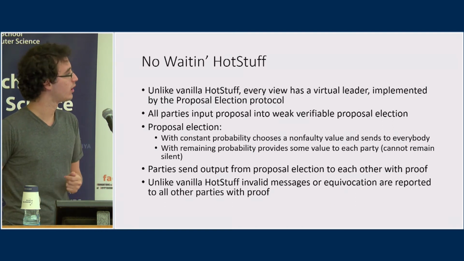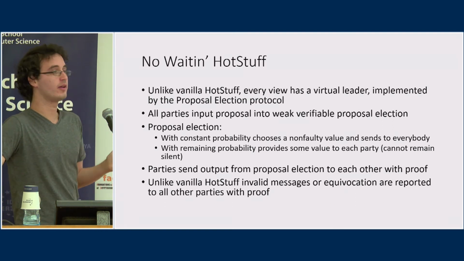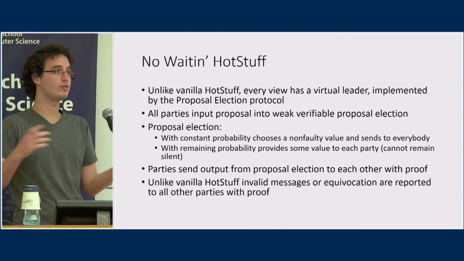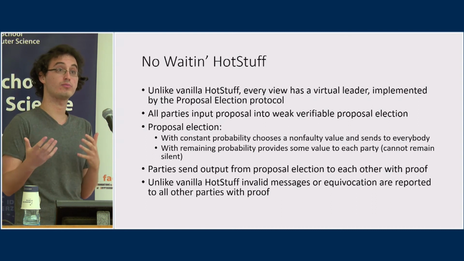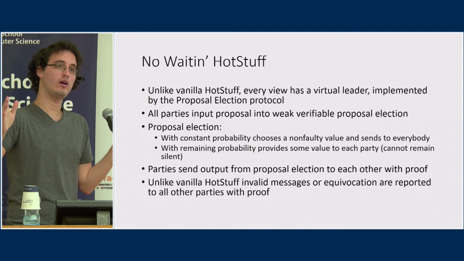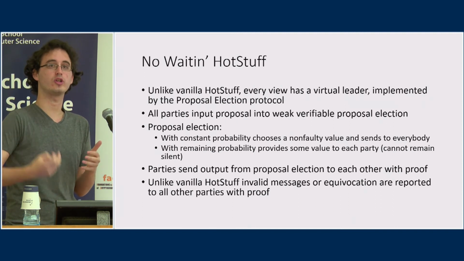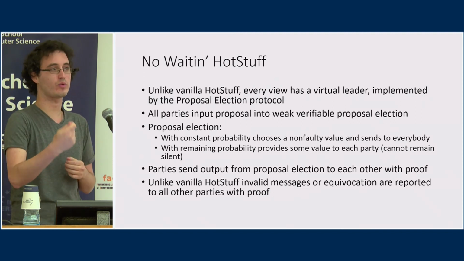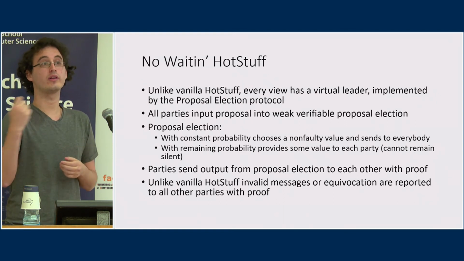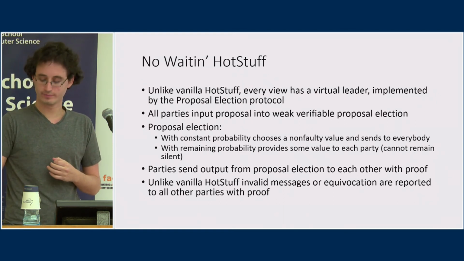That just won't work. So unlike vanilla HotStuff, if we have an invalid message or equivocation, if we see two different values that are output from the proposal election, then we can actually send that to all the parties with proof. We can show them that these are actual values that were received from the PE protocol, the proposal election protocol, and that they're incorrect if they are incorrect.